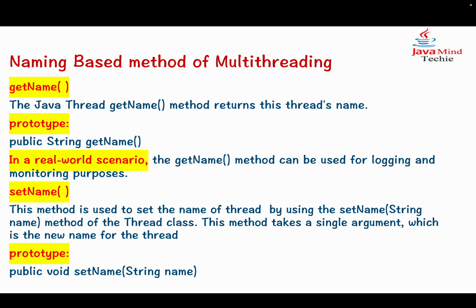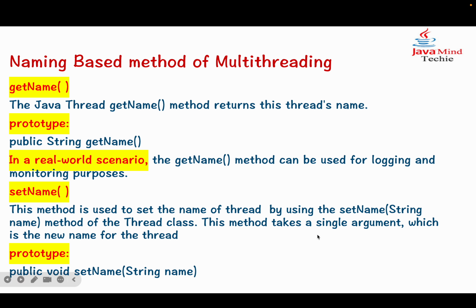Then setName. Same, but the reverse. If you want to find the name of any thread, first you need to set the name. If you would like to override the existing thread name, then you need to call the setName method. This method is used to set the name of the thread. By using setName, you need to pass your modified thread name. That's why it expects one parameter, a String name. You need to pass the name, and that name will override the existing thread name.